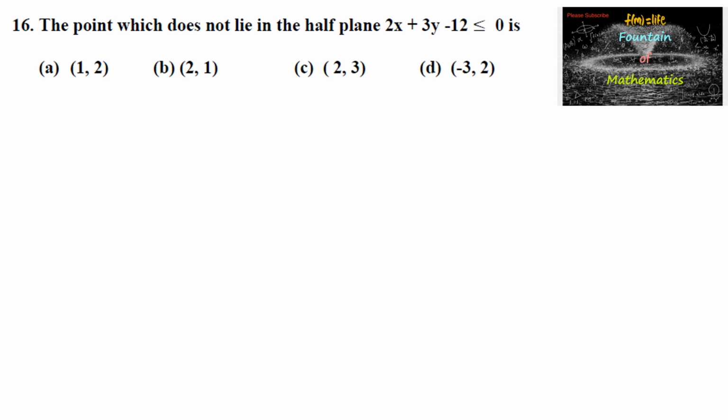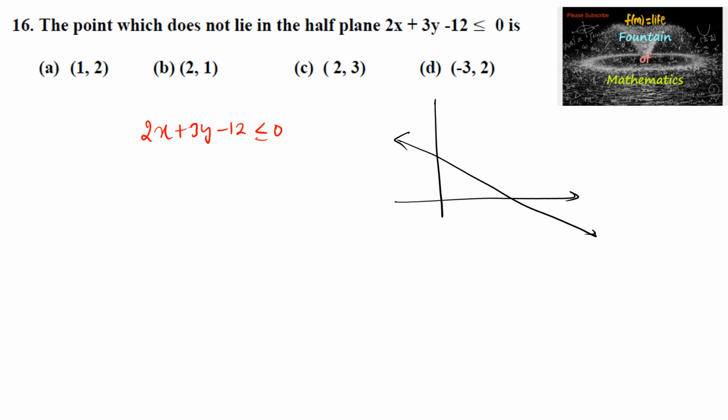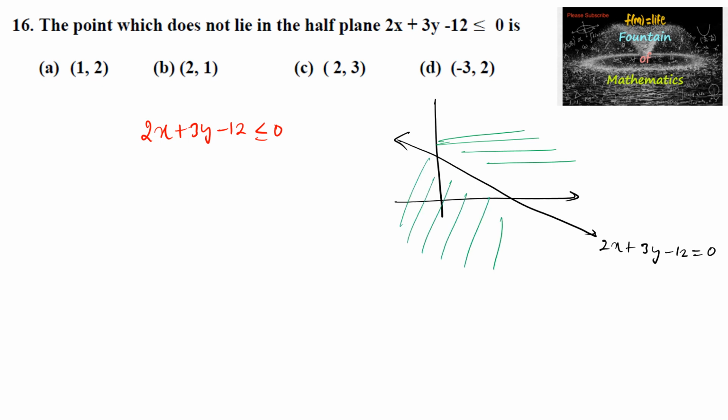The point which does not lie in the half plane 2x + 3y - 12 ≤ 0. So here we can say that the line 2x + 3y - 12 = 0 is the equation. The half plane will be either the upper half plane or the lower half plane to this, and the point which satisfies can be in this half plane, and which does not satisfy will be in the other half plane.